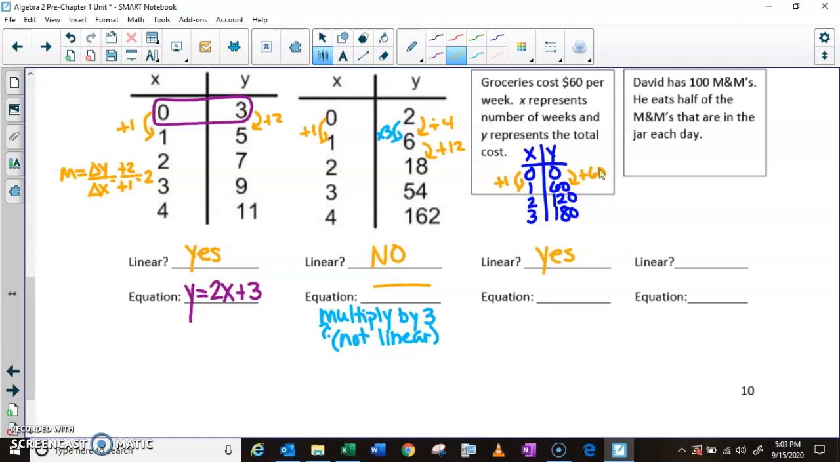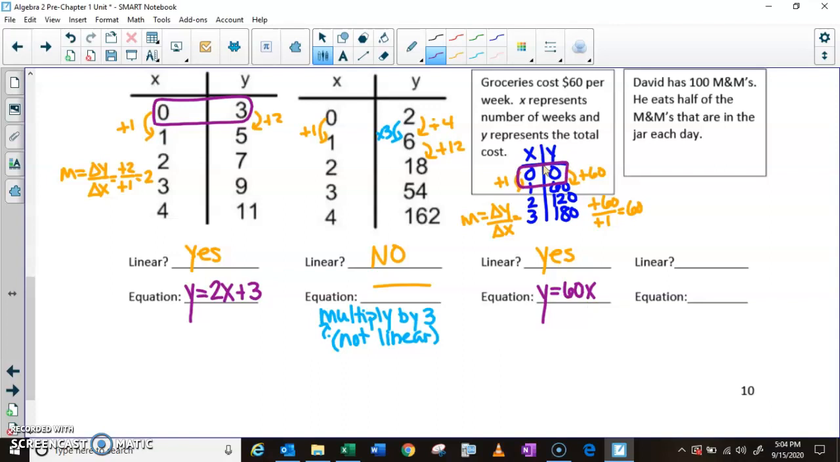My slope, my change in my y's over the change in the x. So my change in my y's was a plus 60 over the change in the x plus 1. And of course, 60 divided by 1 is 60. So when I write my equation, y is 60x plus my y-intercept here of 0, but we do not write a plus 0.